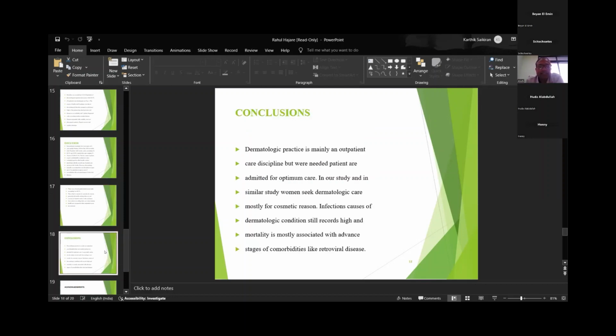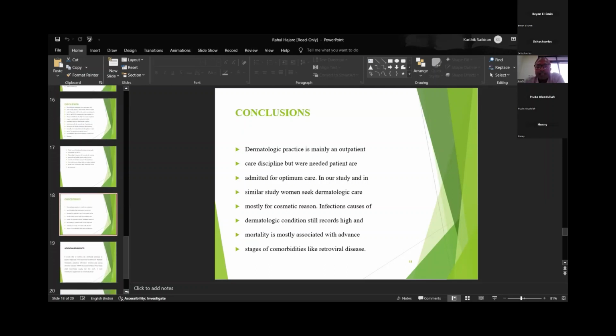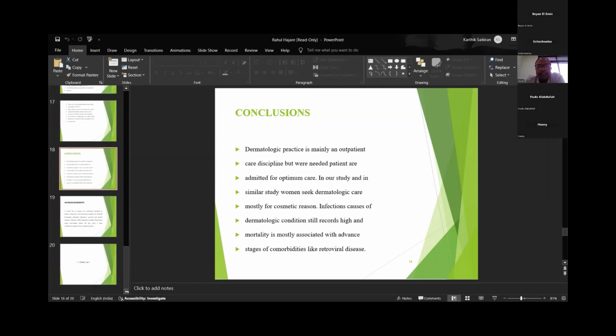Next slide, please. Conclusion. In this study, dermatologic care is mainly an outpatient discipline, but where needed, patients are admitted for optimum care. As in similar studies, women seek dermatologic care mostly for cosmetic reasons. Infection as a cause of dermatological conditions is still recorded high, and mortality is mostly associated with the advanced stage of comorbidities like retroviral disease. Next slide.